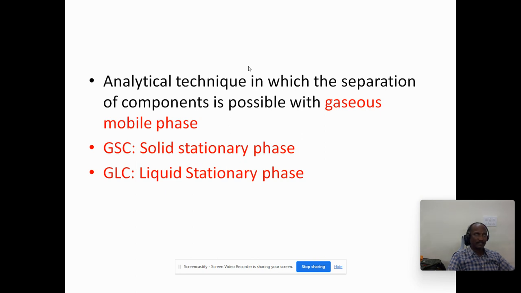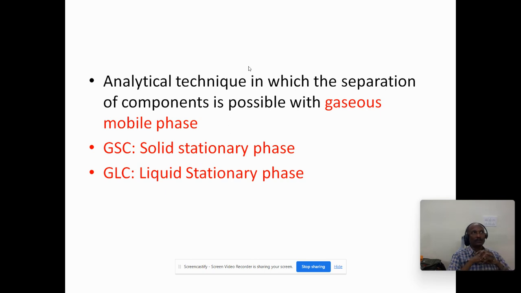Why? Because we know very well that chromatography means chroma means color and graphy means separation of the two components. Here the separation can be achieved with a gaseous mobile phase. Already we know very well that every chromatography consists of two phases. One is considered the stationary phase and the second one is considered the mobile phase.